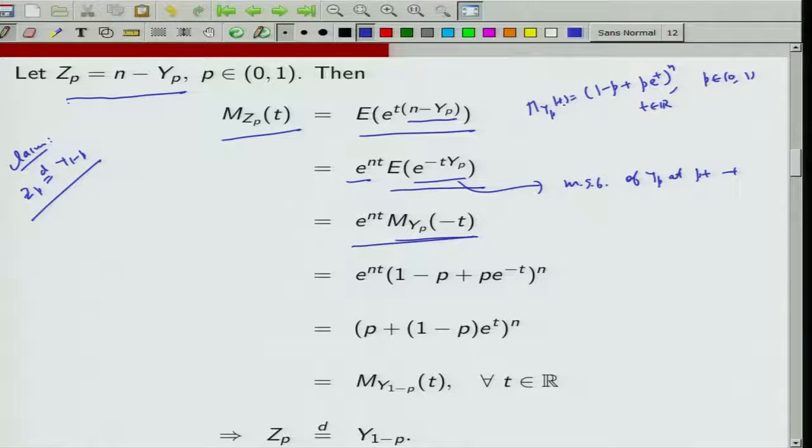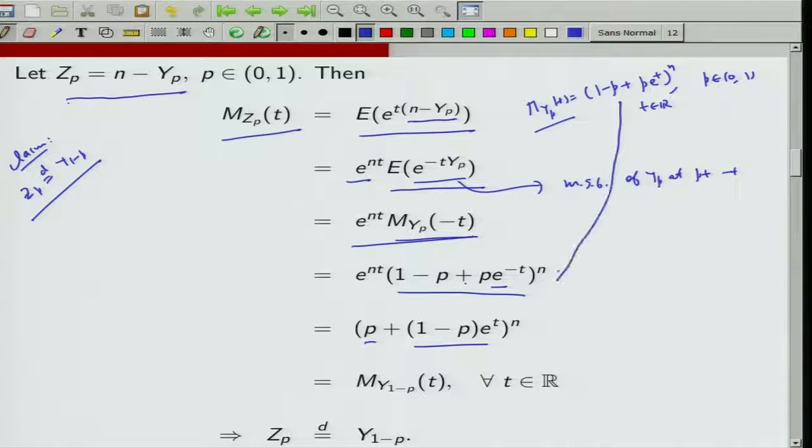But M_YP(t) we have calculated. So M_YP(minus t) would be the same thing as this, except that t gets replaced by minus t. So it would be (1 minus p plus p e to the power minus t) to the power n, and e to the power nt is outside. Now there is an e to the power nt outside and a power n over here, so I take e to the power t inside. So that becomes p e to the power minus t into e to the power t, that becomes p plus (1 minus p) into e to the power t, whole to the power n.